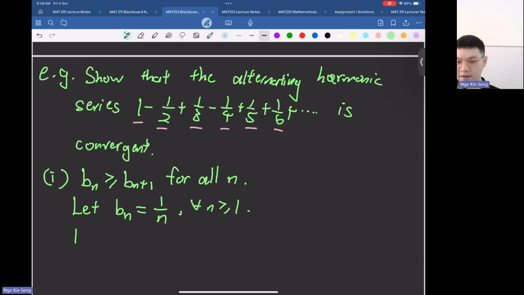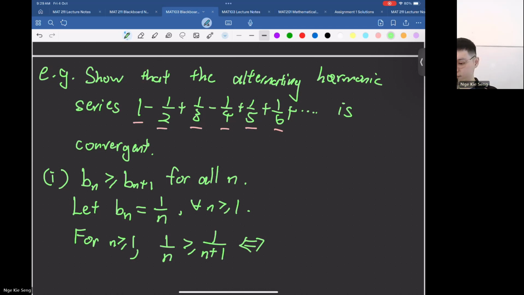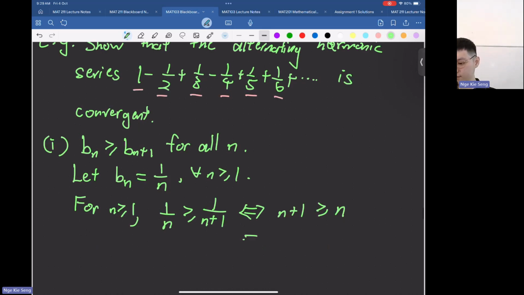You need to verify that for all n greater or equals to 1, 1 over n is greater or equals to 1 over n plus 1. Is it true or not? This is true if and only if what? N plus 1 greater or equals to n. Cross multiply, right? But when is this true?